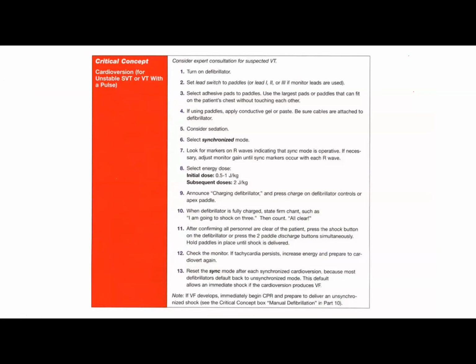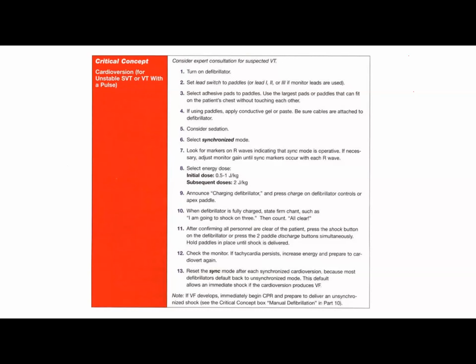So when we talk about synchronized cardioversion, we use lesser energy, that is 0.5 to 1 joule per kilo as your initial dose, and subsequent doses we increase to 2 joules per kilo. And it's quite important to know how to use your defibrillator. Try to go to your unit and get acquainted with the defibrillator in your unit.